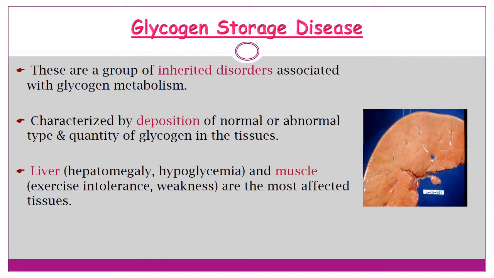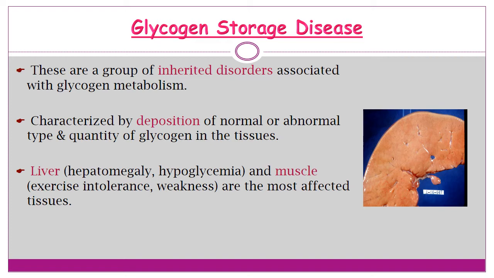Now we come to the glycogen storage disease. What are these? These are a group of inherited disorders that are associated with glycogen metabolism. So where the glycogen metabolism is affected, those inherited disorders are known as glycogen storage disease. They are characterized by what? They are characterized by deposition of a normal or abnormal quantity or type of glycogen. When the glycogen is deposited in tissues, this is known as glycogen storage disease.